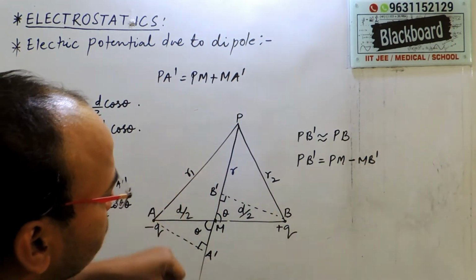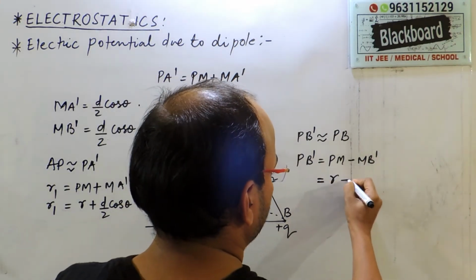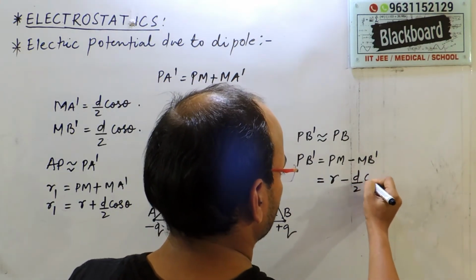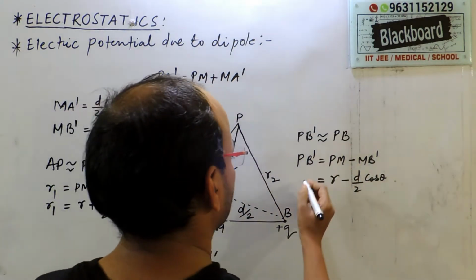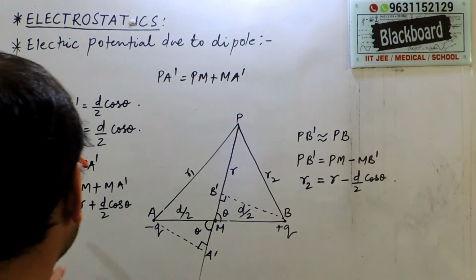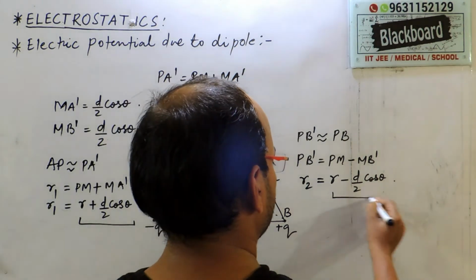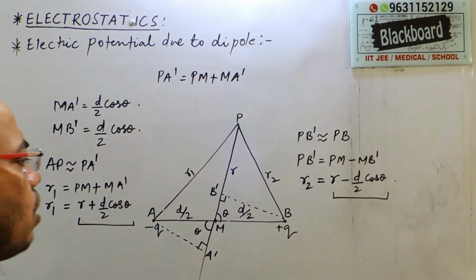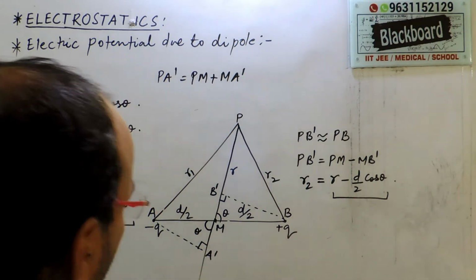PB dash को हम लिख सकते हैं ऐसे. तो PM is here R minus this is d by 2 cos theta. This one is, and this is equal to here your PB, that means this is R2. That means R1 is here this one, this value is R1 and this value is here R2. तो R1 और R2 आपके पास आ गया. R1 और R2 को हम यूज करके हम लोग आगे फाइंड आउट करते हैं.